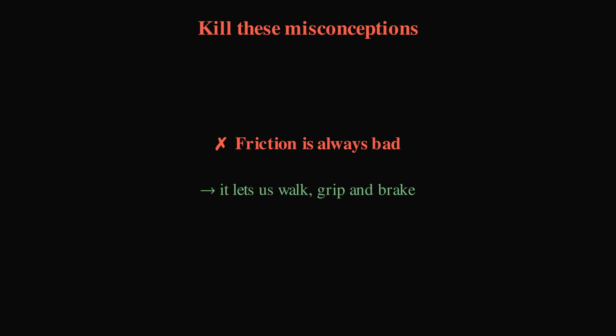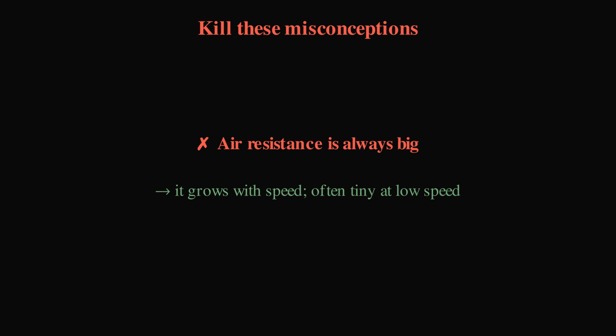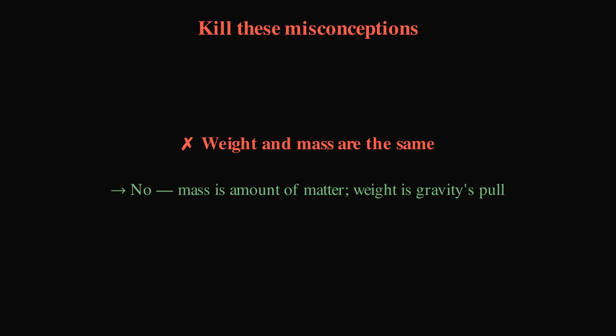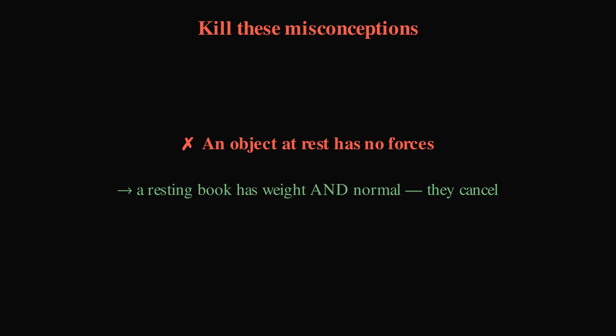Kill these misconceptions. Friction is not always bad, it lets us walk, grip and brake. Air resistance is not always big, it grows with speed, often tiny when you're slow. Weight and mass are not the same, mass is amount of matter, weight is gravity's pull. An object at rest still has forces, a resting book has weight and normal, and they cancel.